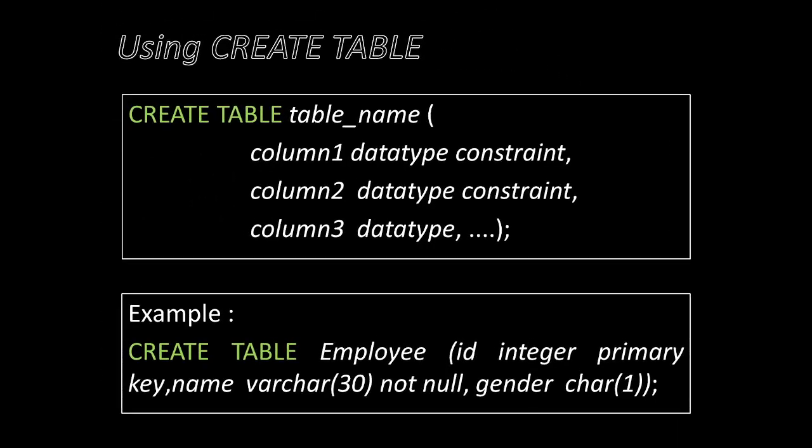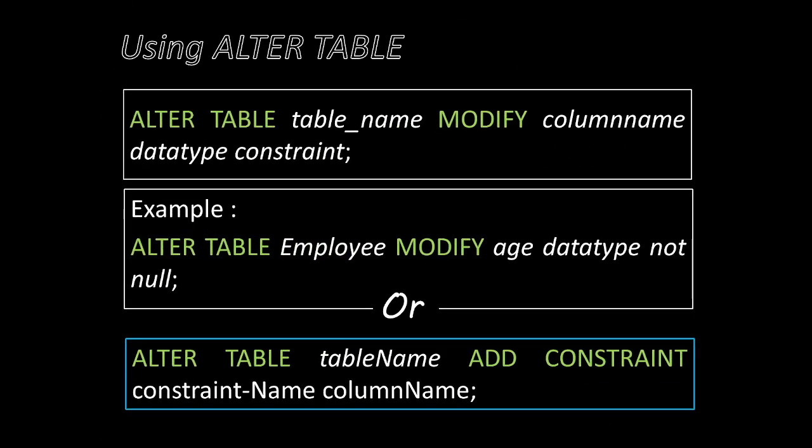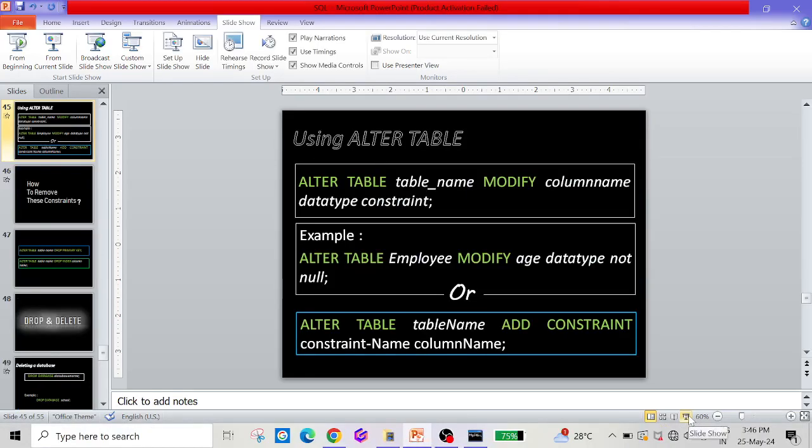By using create table, we can give these constraints like: create table name, then column 1, we have to give the data type. After that we have to specify the constraint. So for whichever columns you want, you can specify it using create table. And in alter table also we can specify it using the modify or add constraint keywords. So let's see how we do it.